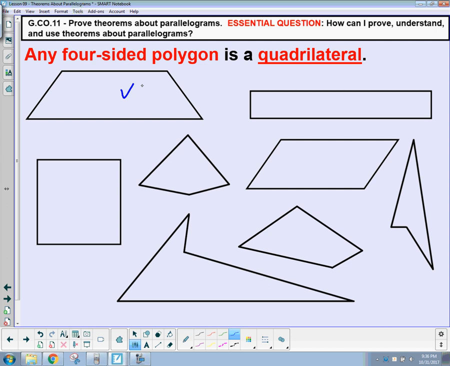This one, check. This one, check. This one, 1, 2, 3, 4, yep. This one's got 4. Ooh, this one's goofy. 1, 2, 3, 4, yep. Those are all quadrilaterals.